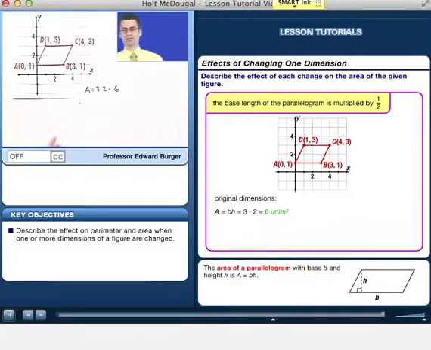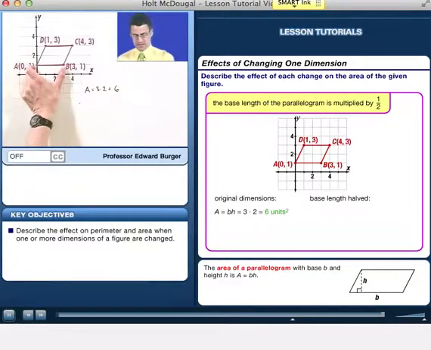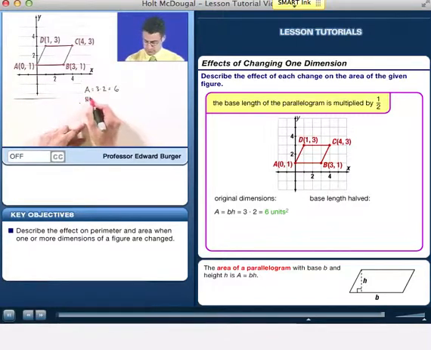Now, what I want us to do is to consider the impact on area if we shrink the base by a factor of 1/2. So what I want to do is now take this base and multiply it by 1/2. So it would look like this. Okay, what's the impact on the area? New area.